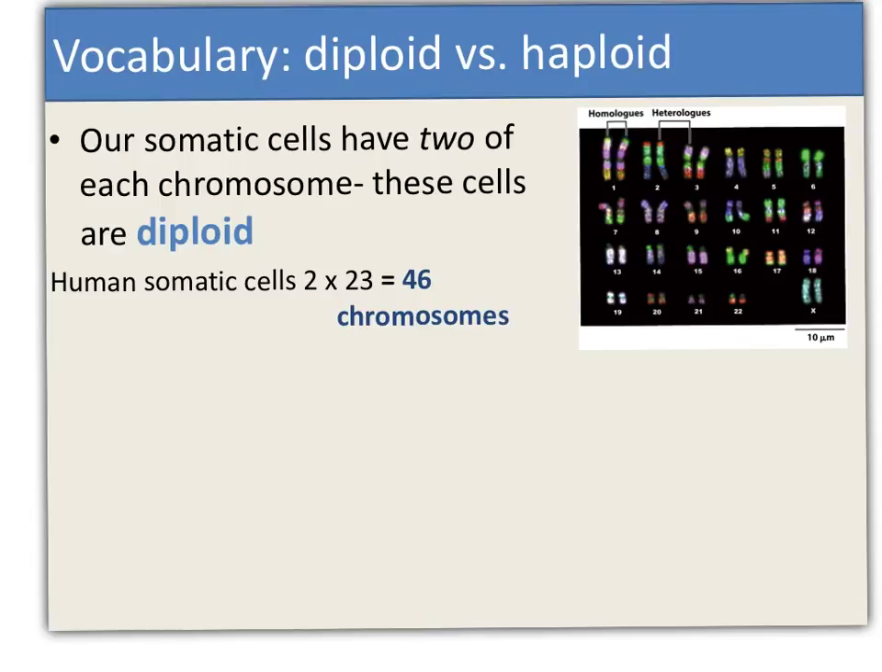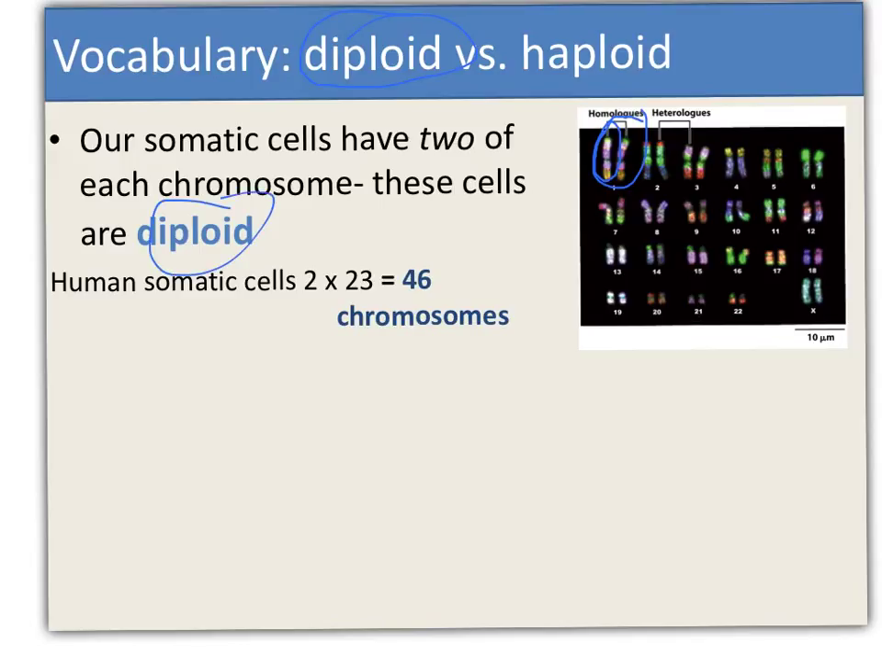Diploid and haploid. So, if you have a single one of these chromosomes, right here, that's haploid. If you have both of them, that's diploid. We, meaning humans and other multicellular organisms, are diploid. So, our somatic cells have 2 of each chromosome. These are diploid. Each one of those is a haploid chromosome, but they're paired.